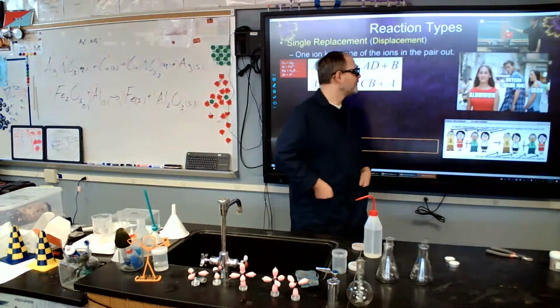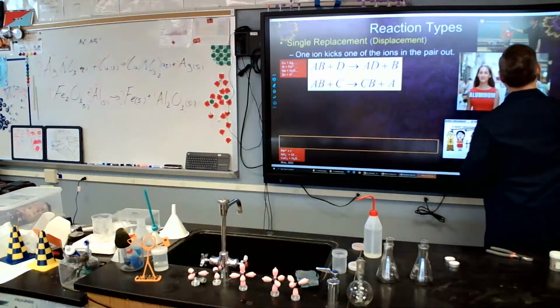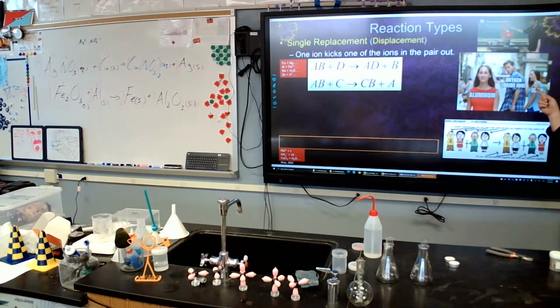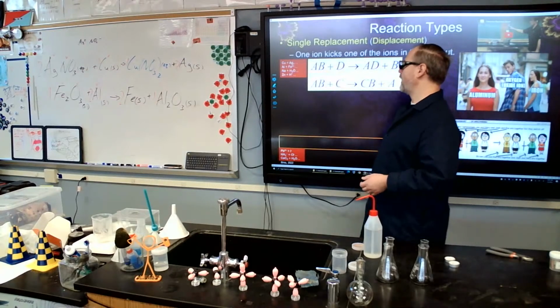The takeaway from that is iron was bound to oxygen, but aluminum, being more active than iron, got the chance and kicked the iron out. The aluminum is right up here. Iron is down here. So if something is above something else in the activity series, the more active metal will kick out the less active metal. Sound good?